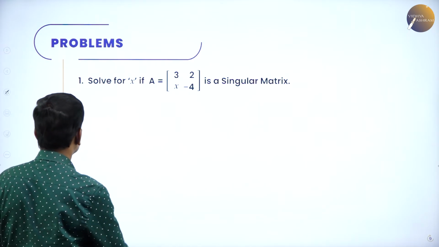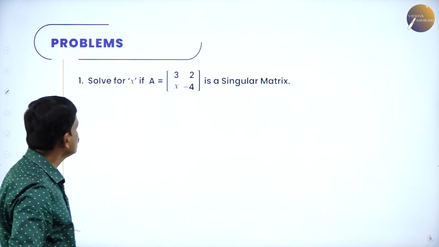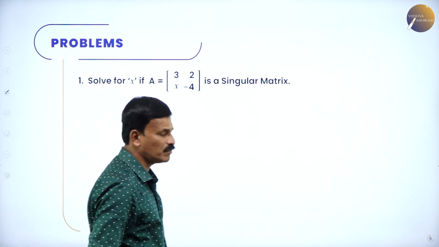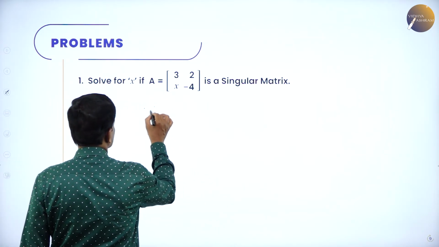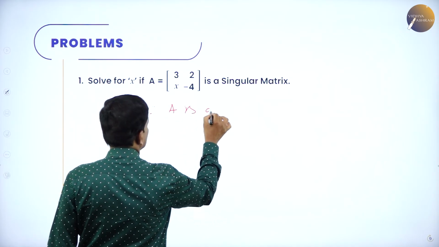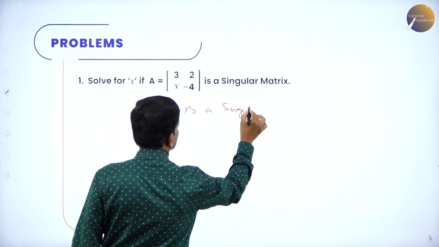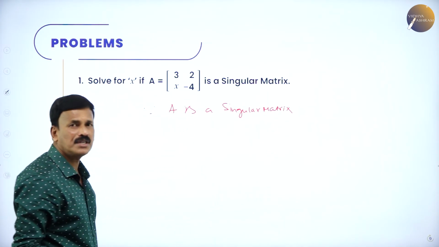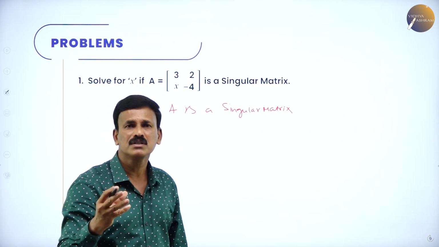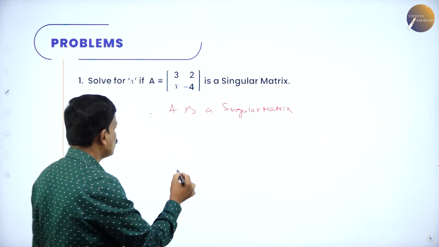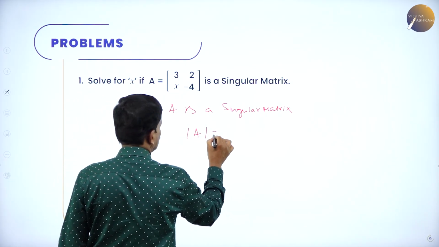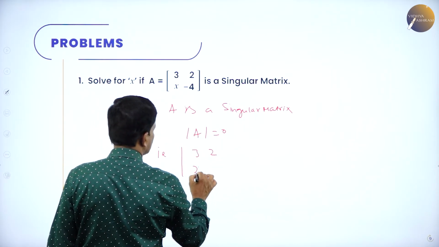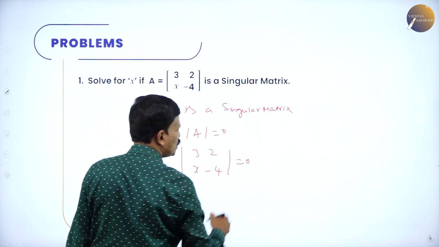Now, this is very important. Solve for x if A is equal to 3, 2, x, minus 4 is a singular matrix. Since A is a singular matrix, according to the definition, singular matrix means what? The determinant of A is equal to 0. That is, the determinant of 3, 2, x, minus 4 is equal to 0.